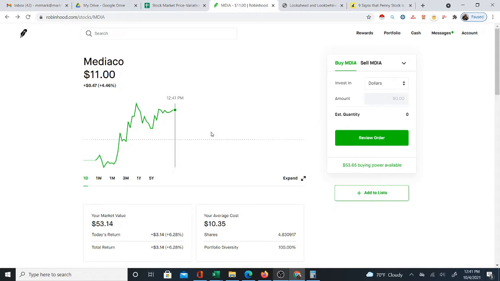Now I could sell it right now, and that would be considered a day trade since I literally just bought it this morning. However, that is not what I intend to do. I intend to sell tomorrow morning instead.